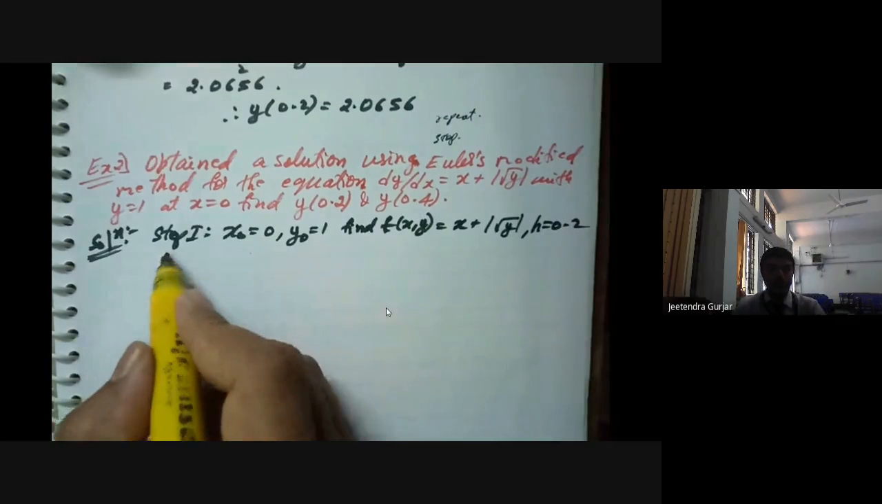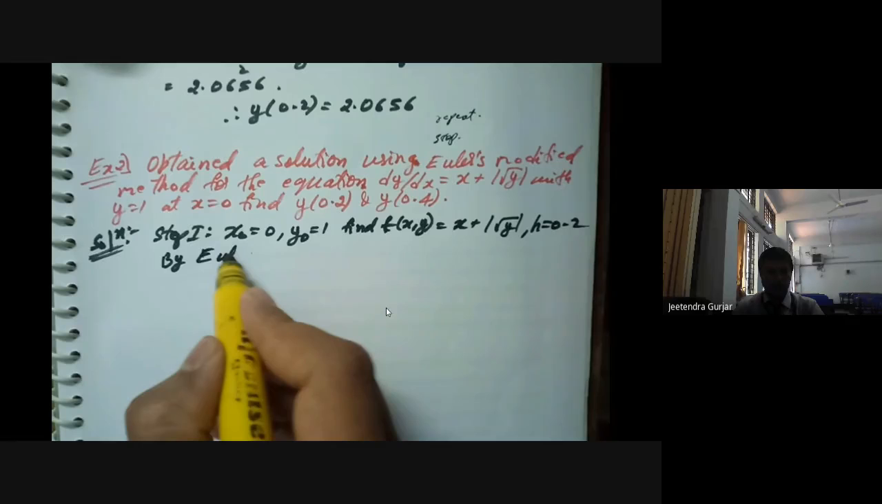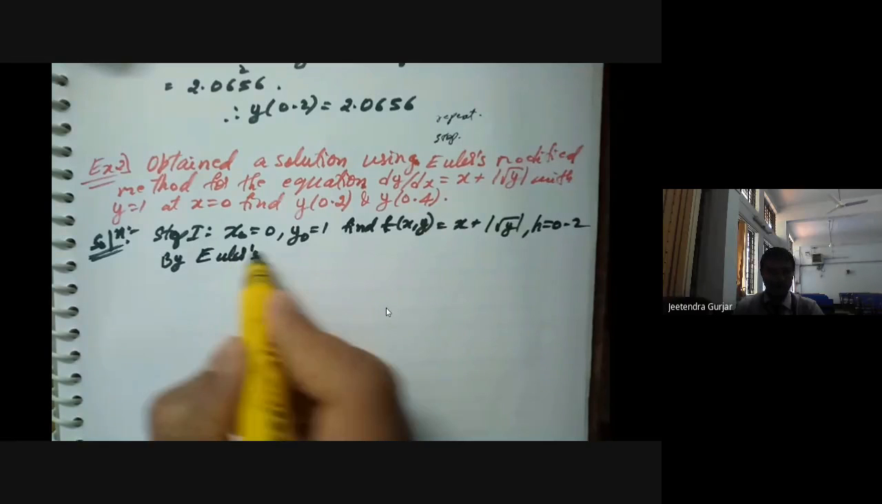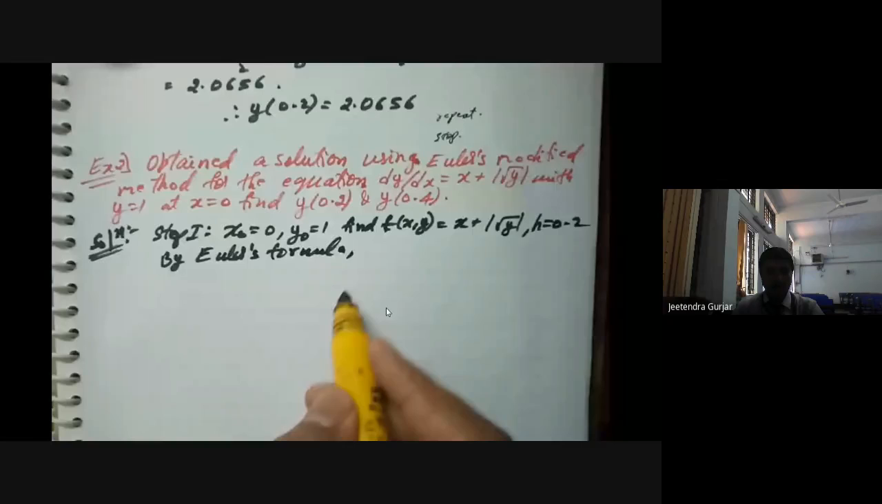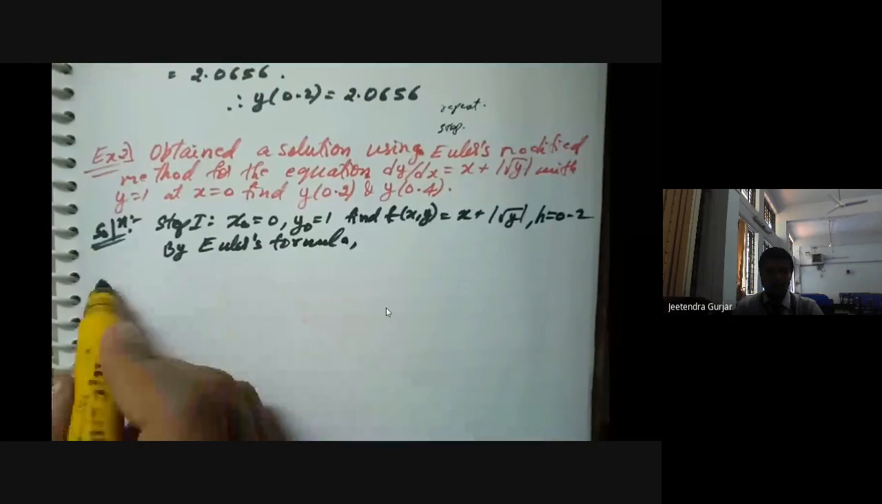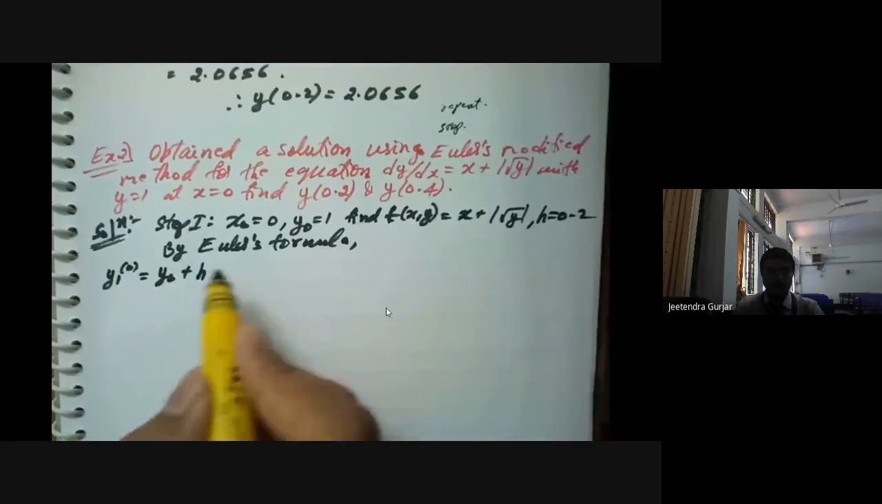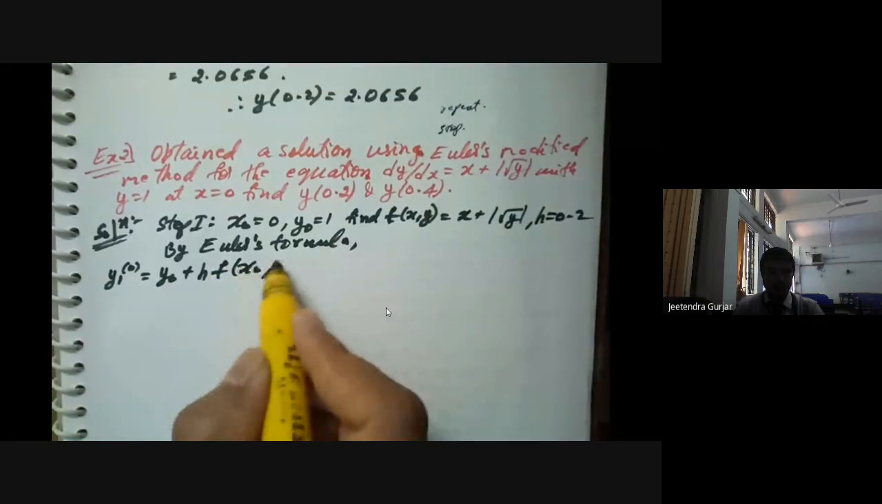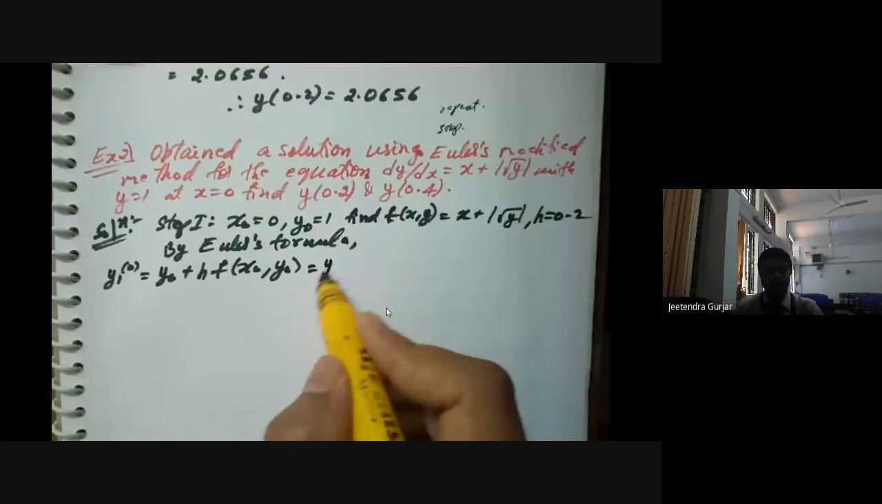Okay. So we'll go for Euler's formula. So please once again write the Euler's formula: y1 raised to 0 is equal to y naught plus h f of x naught comma y naught. So simplify one by one. So we'll just simplify y naught plus h f of x naught y naught, which is nothing but x naught plus modulus of square root y naught.